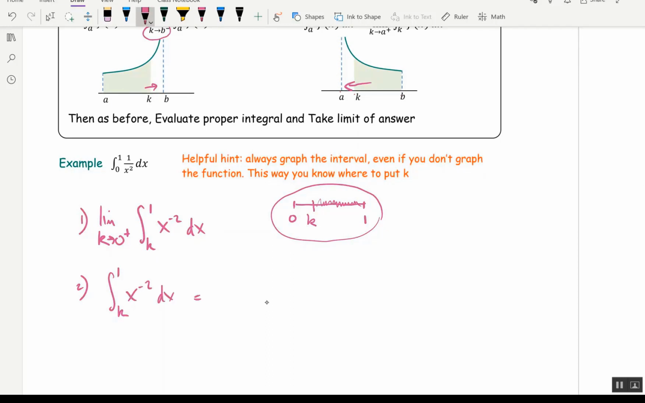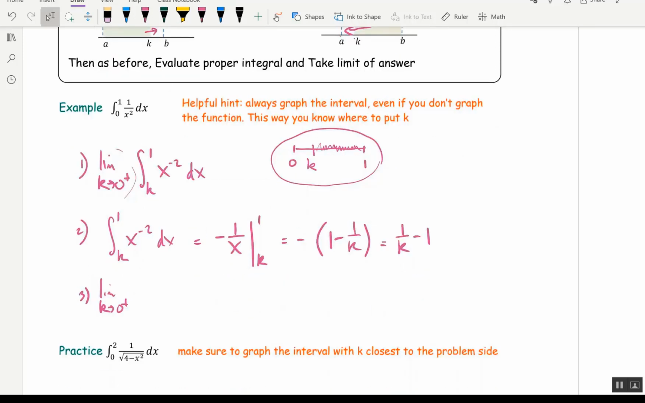dx. That would be negative 1 over x between 1 and k. So that's negative 1 minus 1 over k, which I'll just rewrite as 1 over k minus 1. And then the last step, put that limit back on, the limit from step 1. Limit k goes to 0 from the right of 1 over k minus 1.